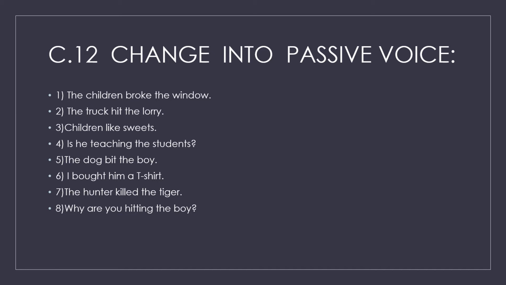Now we are doing the third one. Very simple, just three words. Children like sweets. And please pay attention to the tense, whether it's continuous, past, present, simple, or perfect. You'll have to see and change accordingly. Now, children like sweets. The focus has to shift to sweets, and sweets has to become the subject. So what will be the sentence in passive voice? Sweets are liked by children.